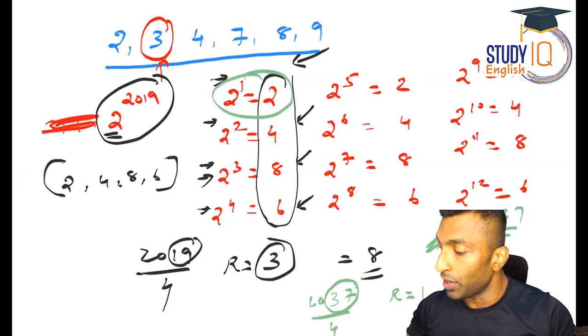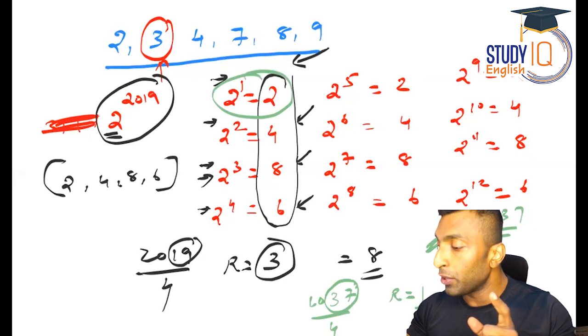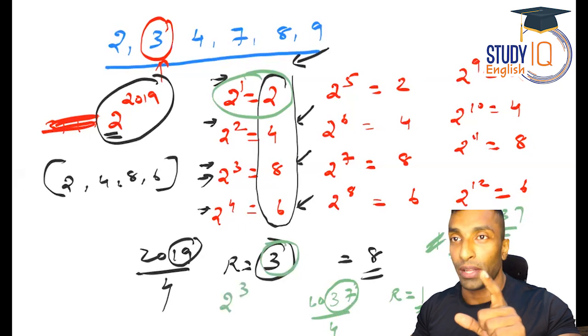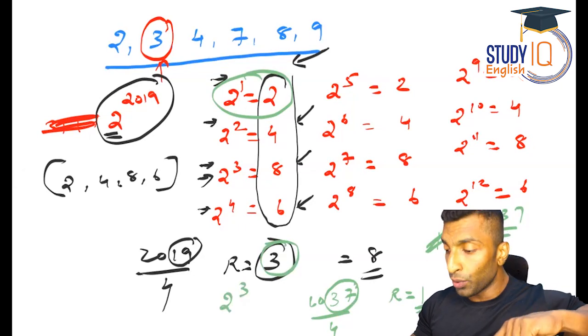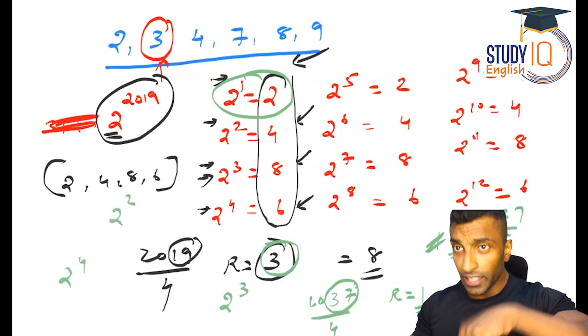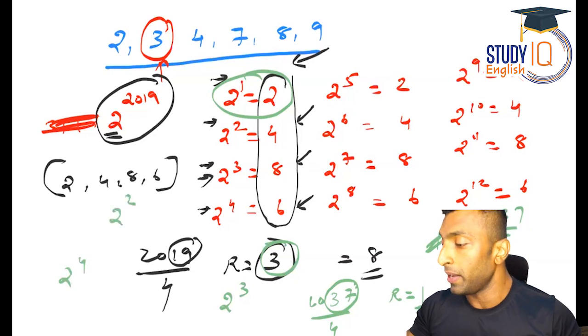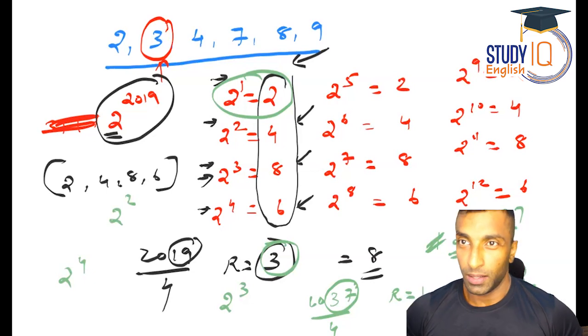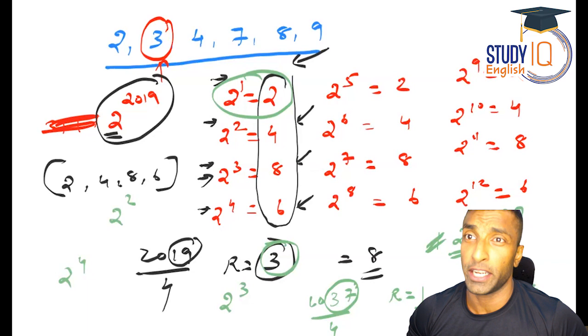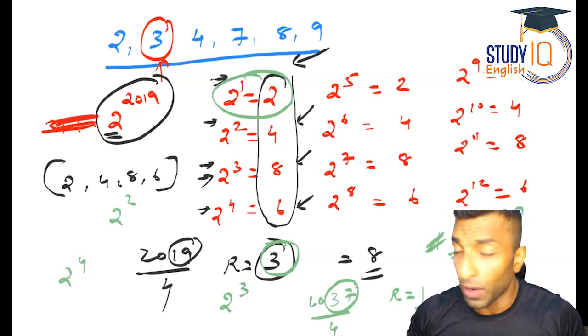Now your answer, now remainder is 1. So your answer is going to be 2 raised to 1. If remainder is 3 like this, your answer is going to be 2 raised to 3. If remainder is 0, 2 raised to 4. If remainder is 2, 2 raised to 2. Here the remainder is 1, so answer is going to be 2. I hope this is pretty clear to all of you. Let's talk about one more.